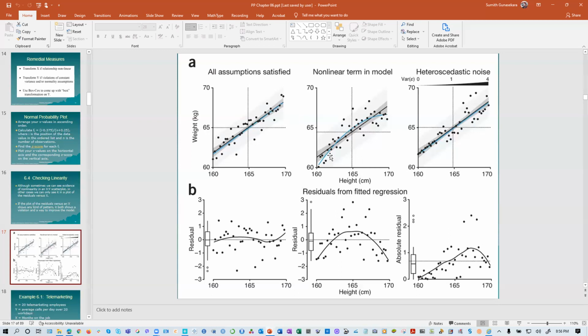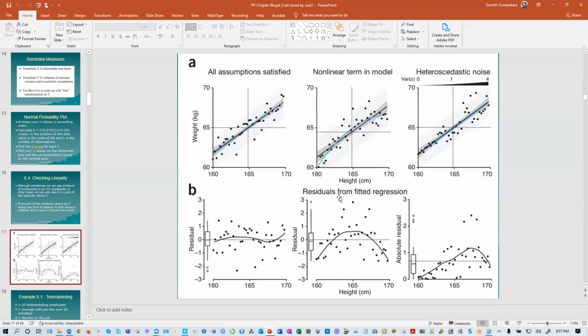But sometimes some will be off to this side, then there's a non-linear term in the model. There's a non-linear term in the model if you see this kind of a pattern. Heteroscedastic noise means the variances are not the same if you see this kind of pattern. Some are condensed over here, but all of a sudden they spread away. So this pattern would tell you the heteroscedastic noise.